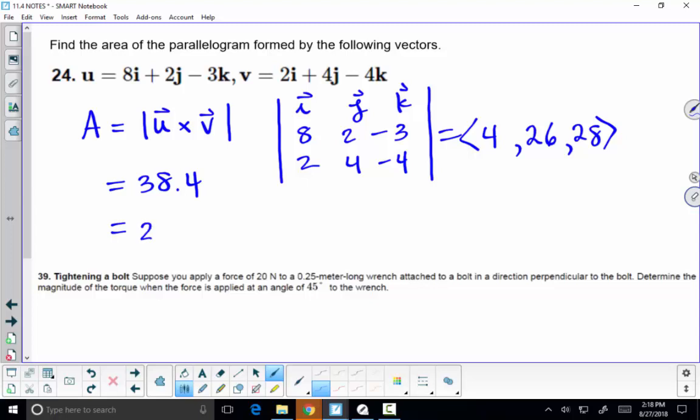Let's see, what's 14? I don't know. 2 root 369. That still doesn't look like it's all the way down. You know how to do that part though. Figure out the biggest perfect squares and pull them out. So is that the area of the parallelogram?